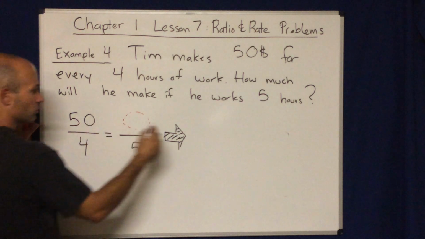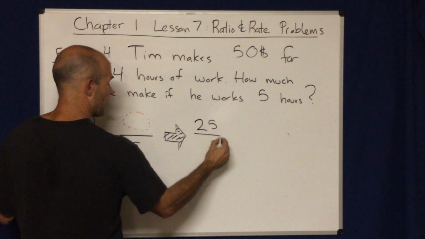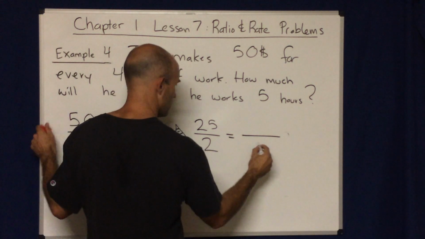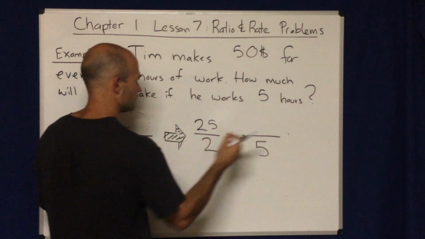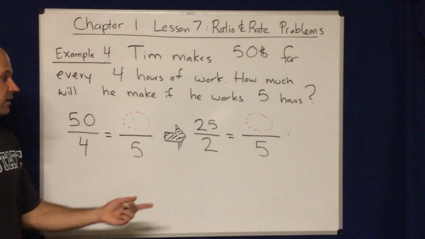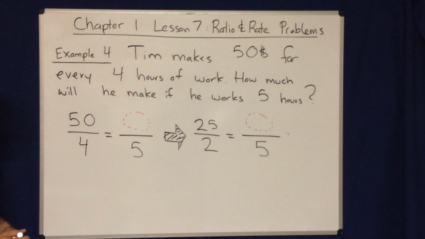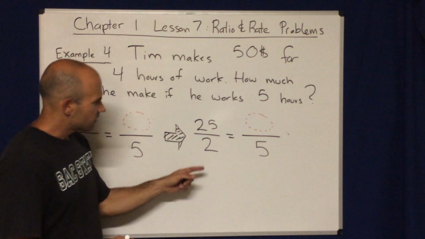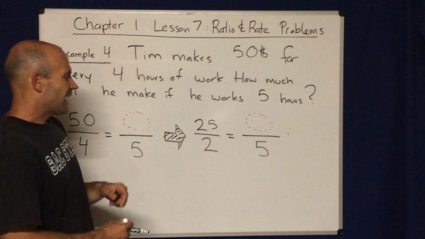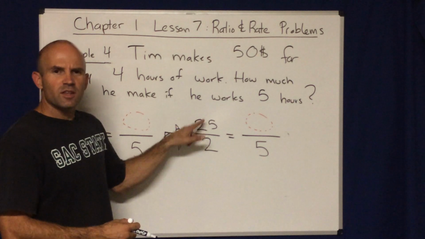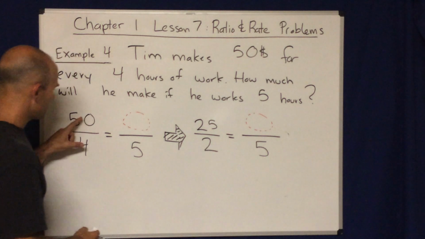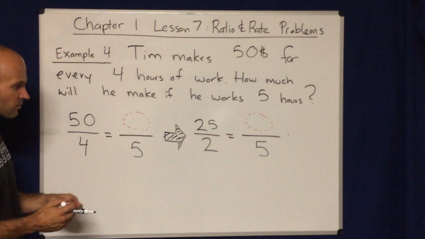So 50 divided by 2 is 25. 4 divided by 2 is 2. And I'm still trying to figure out what this numerator should be on the right-hand side. Remember that numerator corresponds to how many dollars Tim will make if he works 5 hours. And I'm still kind of stuck because I can't take 2 and multiply it by a whole number to get 5. And there's no more reducing that I could do here. 25 and 2 don't have any common factors, so I can't really do what I did before. This is what I have.